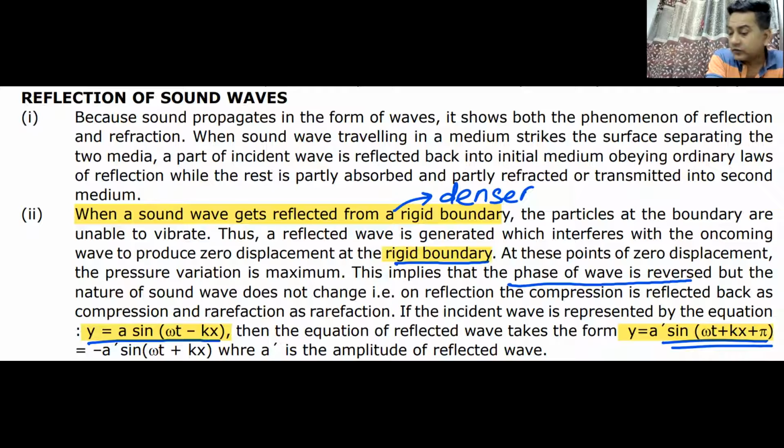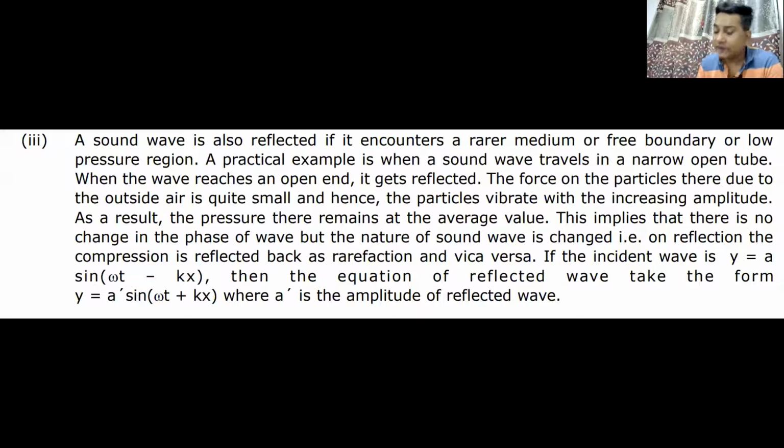Note down whatever I have highlighted in the text. Then we must also look at what will happen if it is getting reflected from a rarer medium. Rarer medium here is also known as free boundary. So what will happen? It will not undergo any phase change. That means a compression will be reflected as compression and a rarefaction will be reflected as a rarefaction.